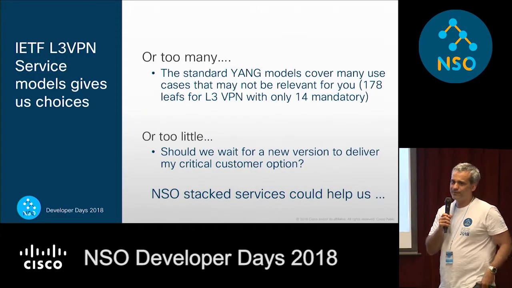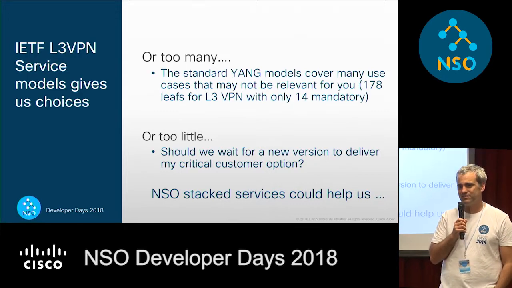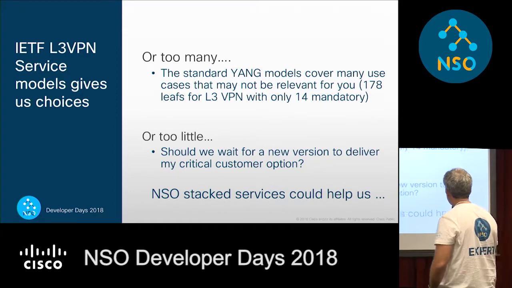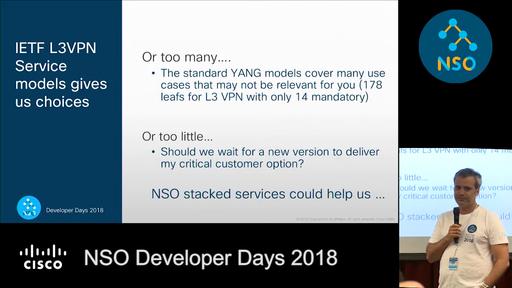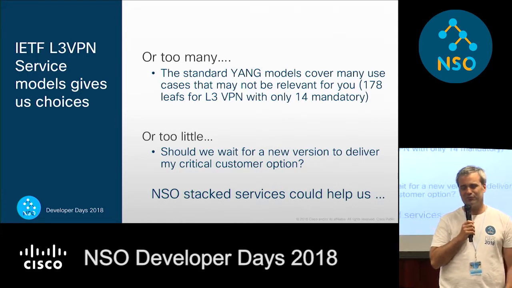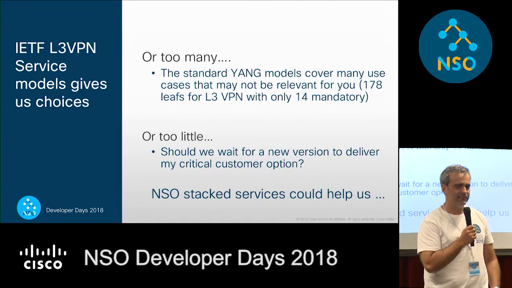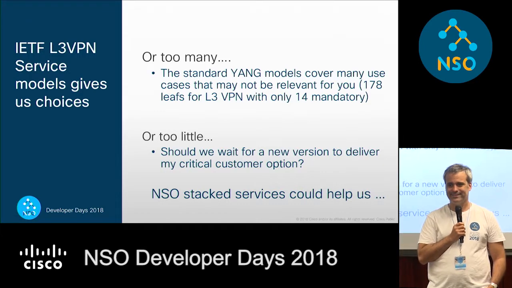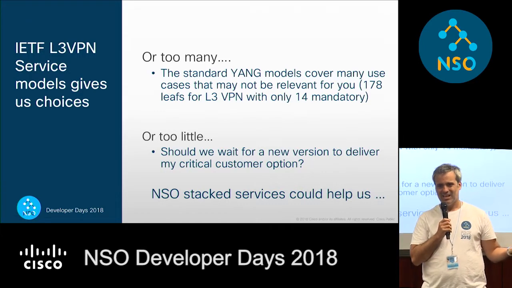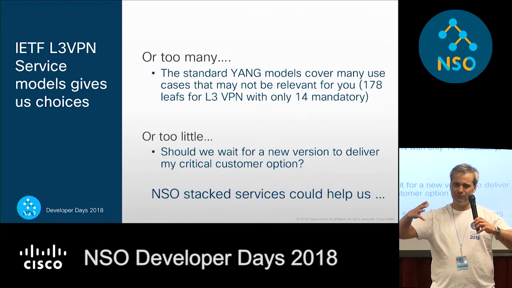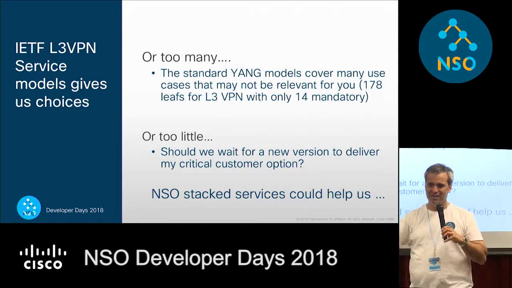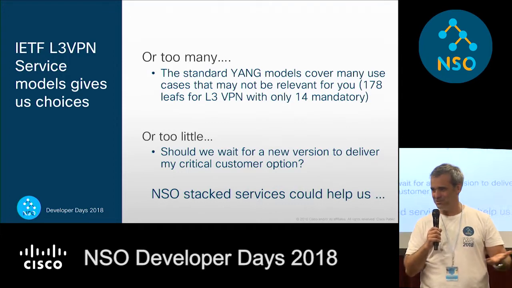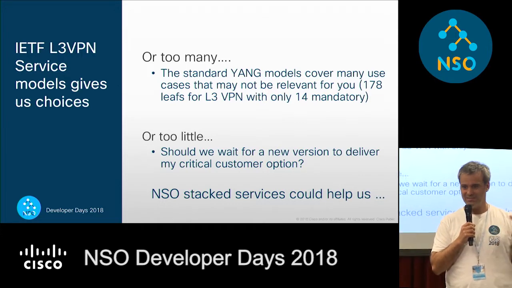Now, the other point is that when you go into a standardization service model, what do you get? Well, you're going to get 178 leafs that need to be configured or could be configured, but only 14 of them are mandatory. So what does that tell you about how many service options you have? A lot, correct? Basically, that's the union of all the feedback, of all the implementations, because remember, in this kind of organization, most things are based on consensus. So you need to keep everybody happy, so you're going to put everything there, correct?